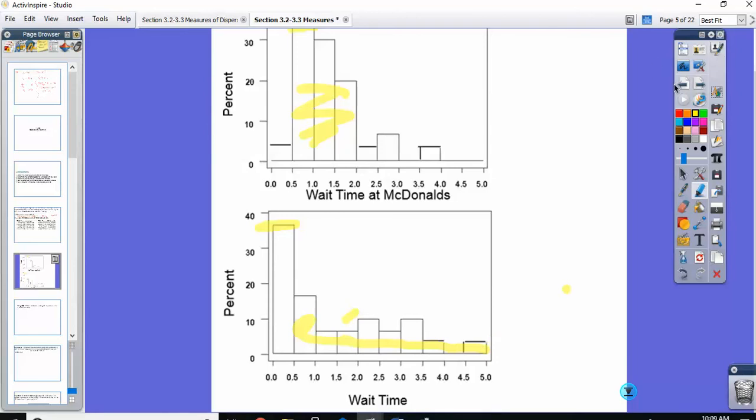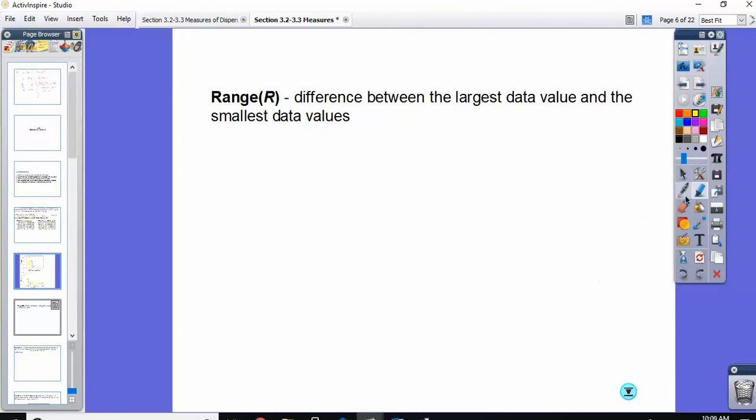So a couple things that we look at here. First one is range. That just tells you the difference between your largest data and smallest data values. So it's just the highest minus the lowest. That's the first thing that we could look at to give us a spread, to help tell us how spread out those things were.